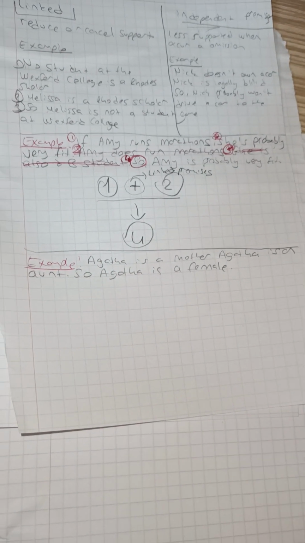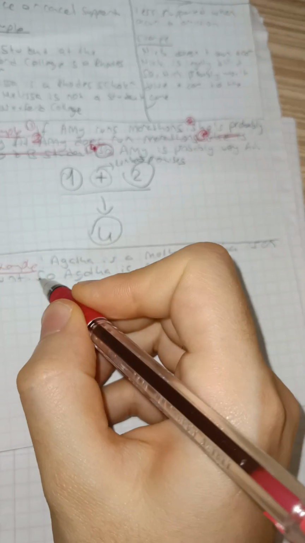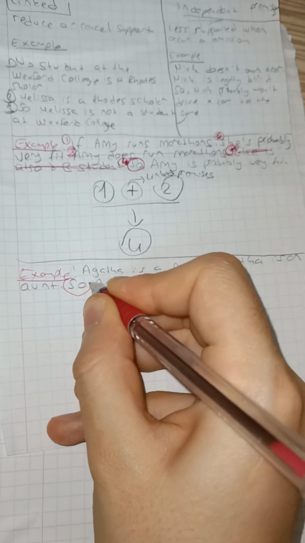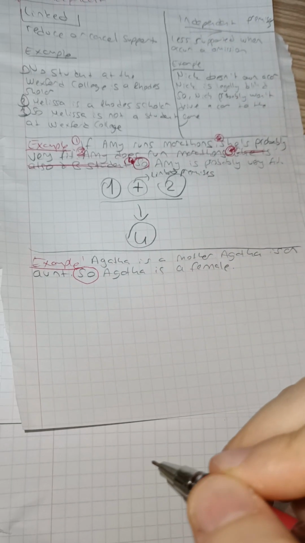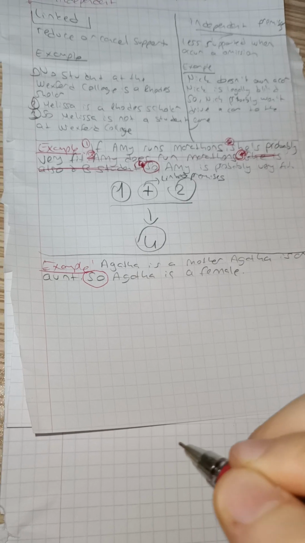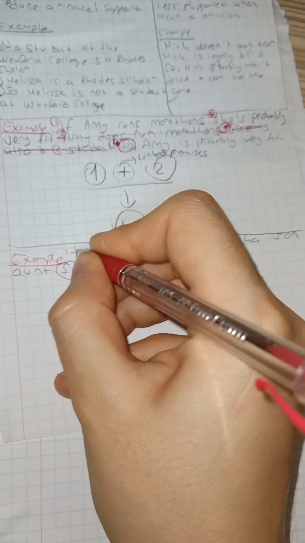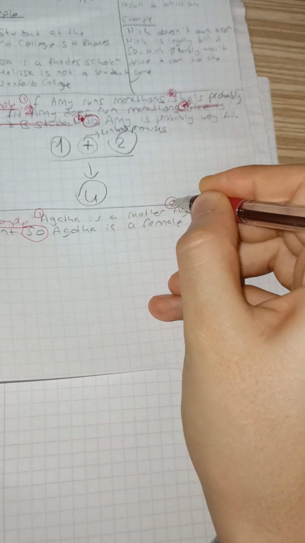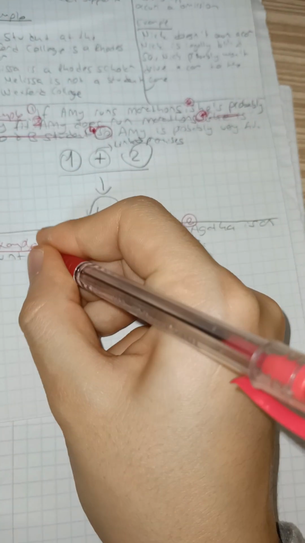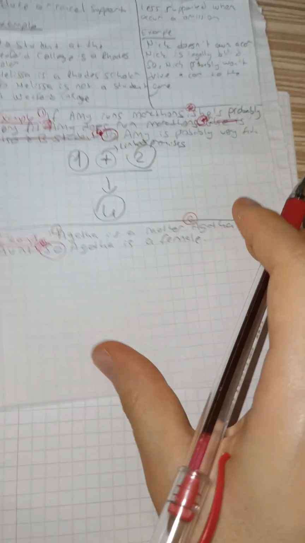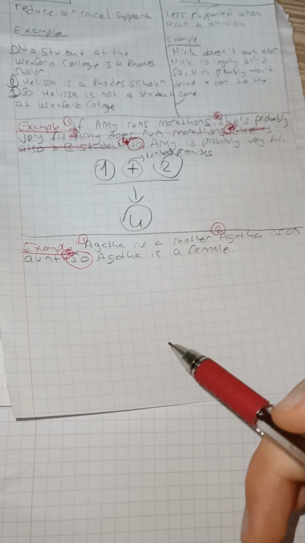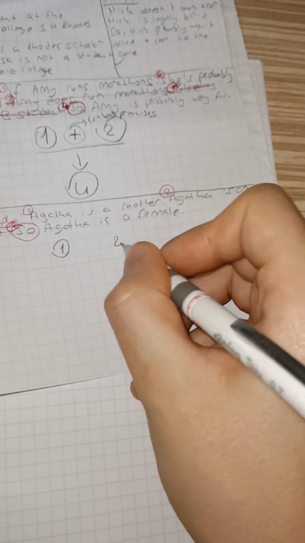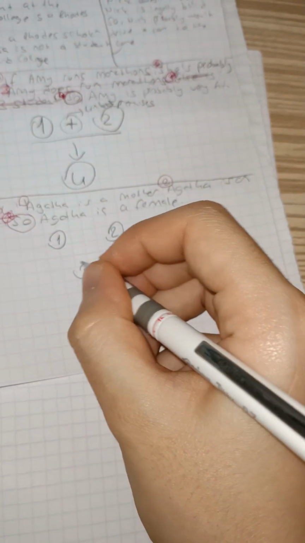Firstly, we circle any premise and conclusion indicator if we have one, and we have "so" as a conclusion indicator. We circled it already. In the second step, we number the statements. 1 is Agatha is a mother, 2 is Agatha is an aunt, and 3 is Agatha is a female. In the third, we arrange them on the paper: 1, 2, and 3 is our conclusion.